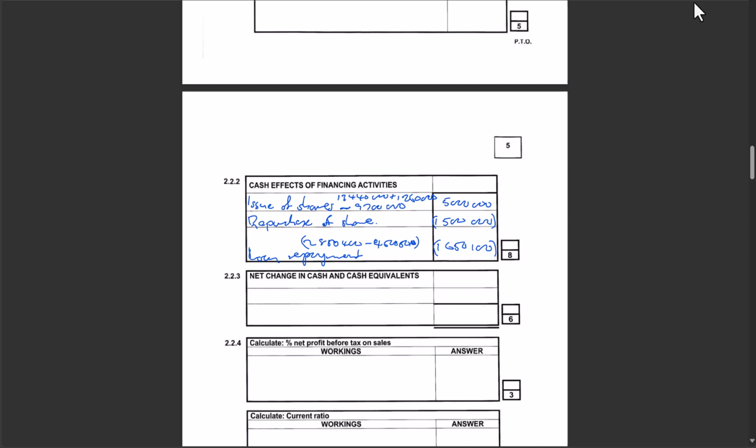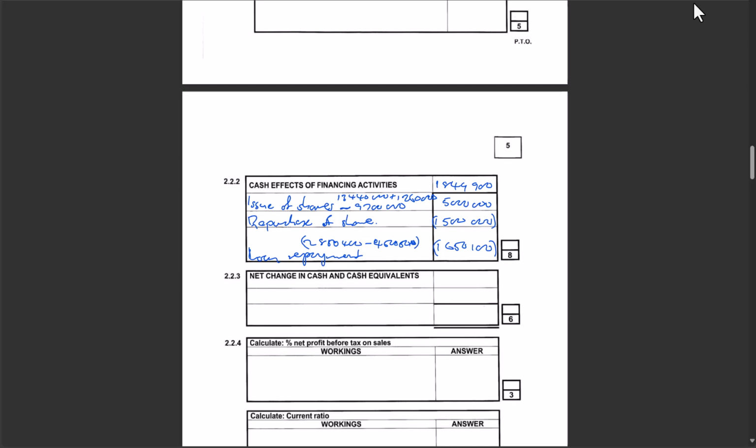So total cash effects in financing activities, we have 5 million minus 1,650,100. That's 1,849,900. So it's just number crunching. Once you know what you're doing, it becomes easy and straightforward.